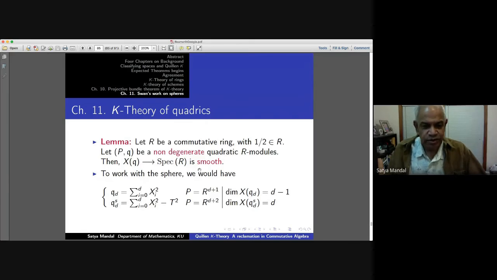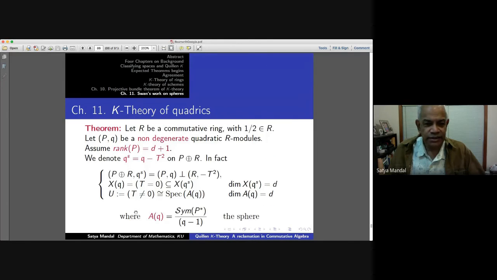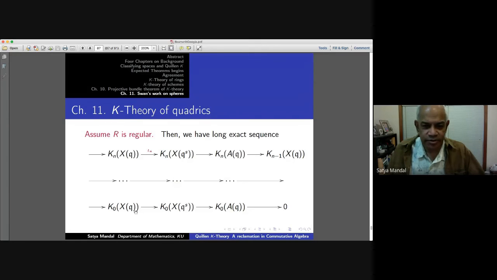As I said, we like to generalize, but what I'm interested in is the sphere. So I'm looking at QD, which is summation xi square, 0 to d, and with the sphere QD equal to 1 in mind, I define QSD as summation xi square minus t square. But anyway, I will state that general theorem. So these are some facts, but basically there are not many facts here.